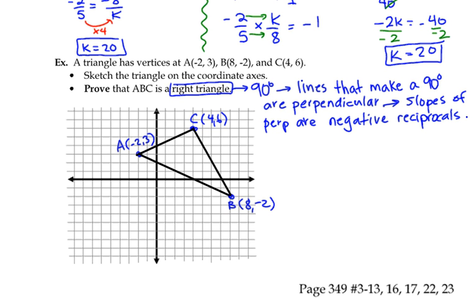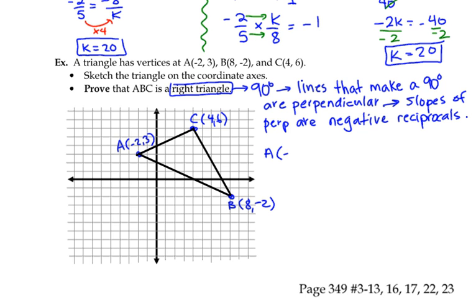The slope of AC and BC should be negative reciprocals. Why are we choosing AC and BC? Does this look like a 90-degree angle? Yeah, so why waste our time with line AB when this angle and this angle do not look like 90s, not even close. Okay, so first let's start with finding the slope of AC.